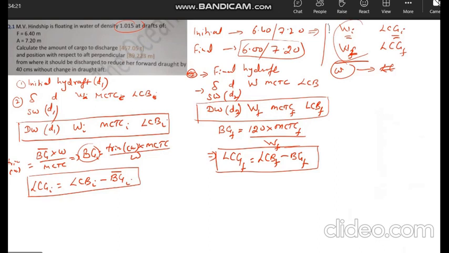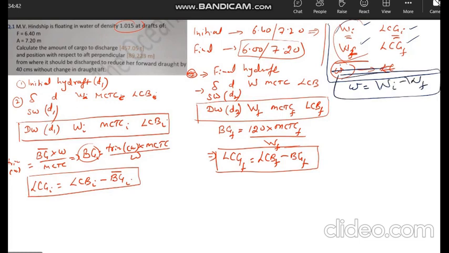I said you have the initial displacement, the initial LCG you have calculated. Final displacement you have, final LCG you have already got. The difference between these two will be the weight that you will discharge. Small w will be equal to W initial minus W final. Correct? That is one answer. Yes, sir. That is answer A. Just calculate the amount of cargo to discharge. Clear, guys?